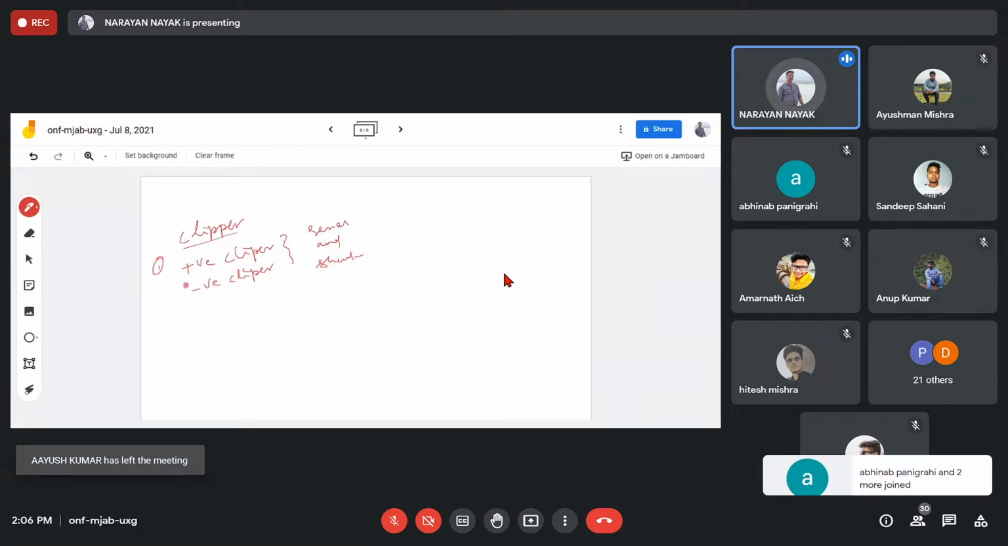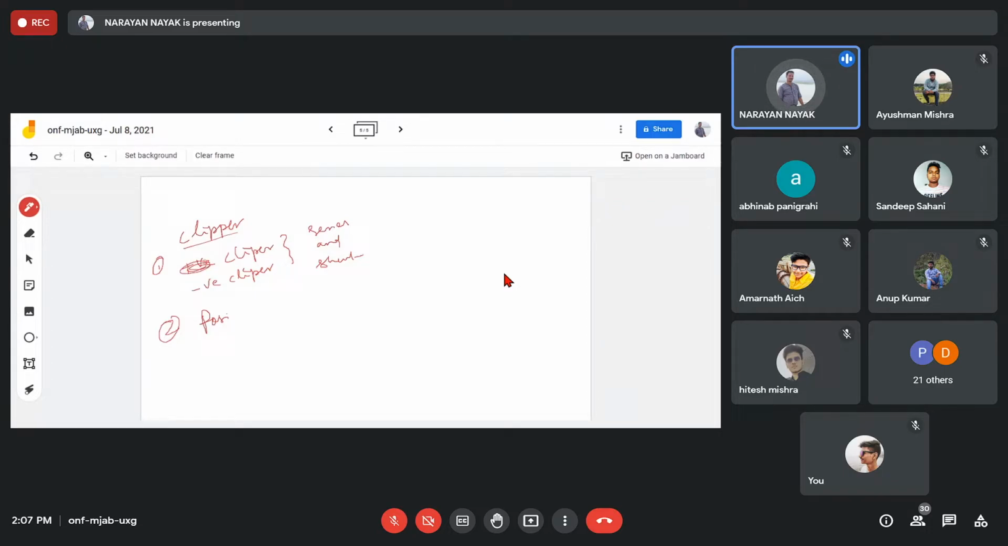Second one you have studied positive. You should not write like this; you should write in the word positive. Okay, this is negative. And you have studied bias positive, bias positive, and bias negative clipper.